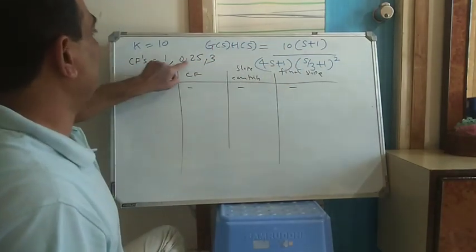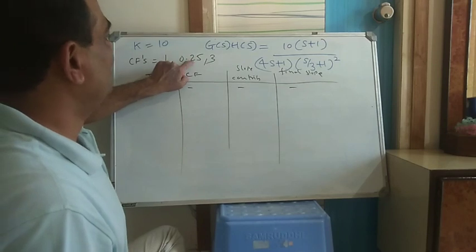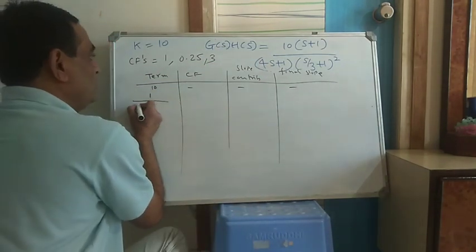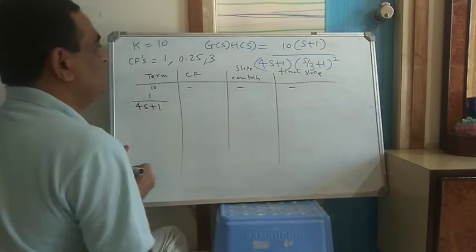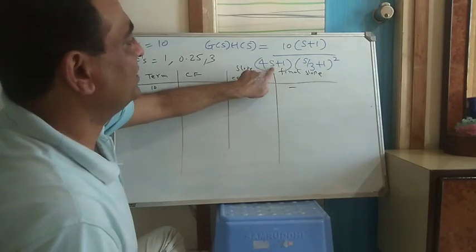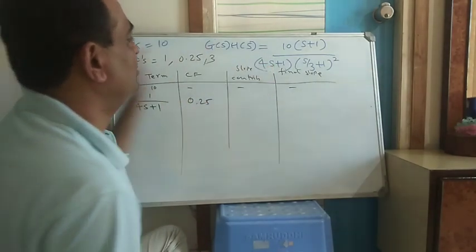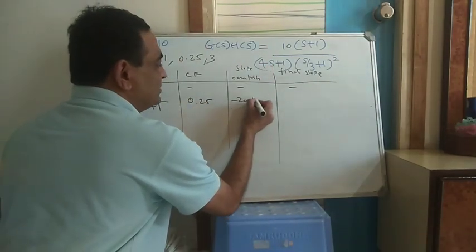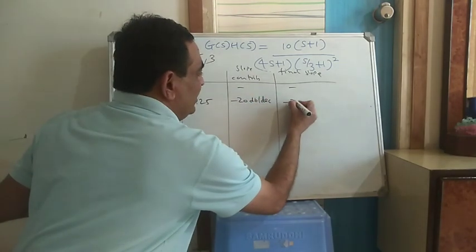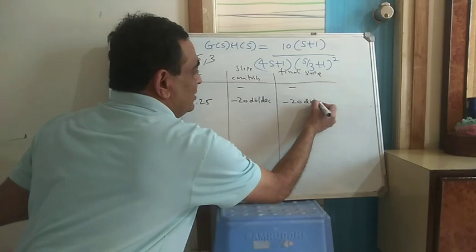The frequency is 0.25, the lowest corner frequency. 0.25 is contributed from this term, 1 upon 4s plus 1. What is the slope? Corner frequency is 0.25. It is in the denominator, it is a first order term. So the slope contribution would be minus 20 dB per decade. So the final slope would be minus 20 dB per decade.